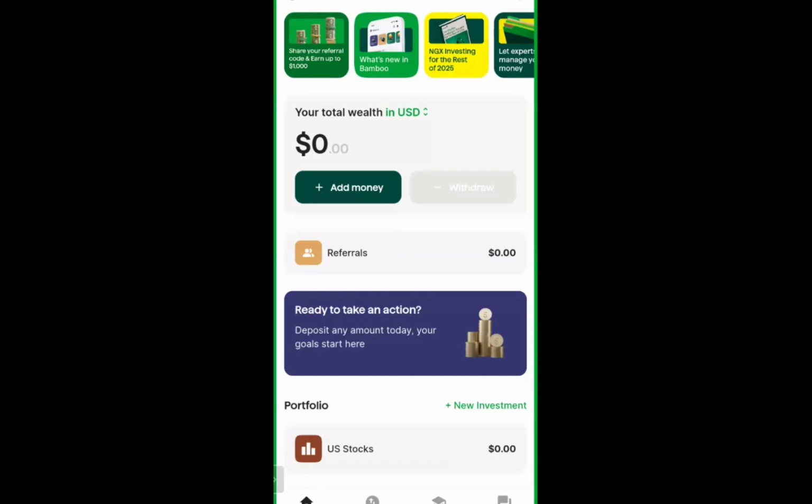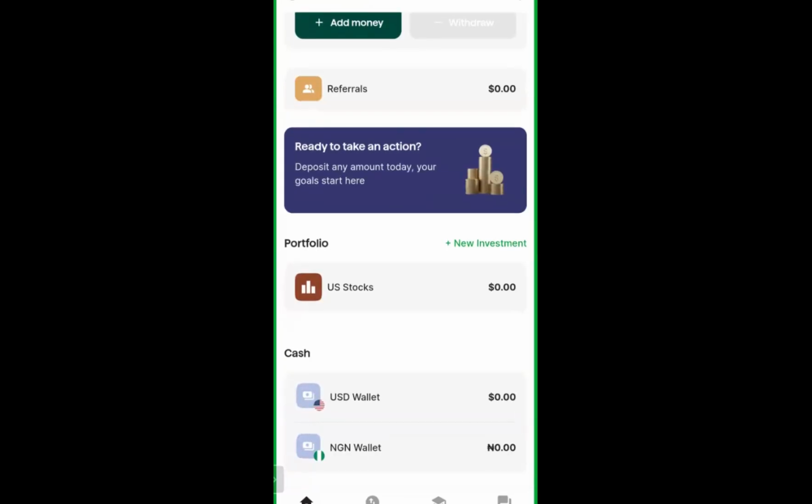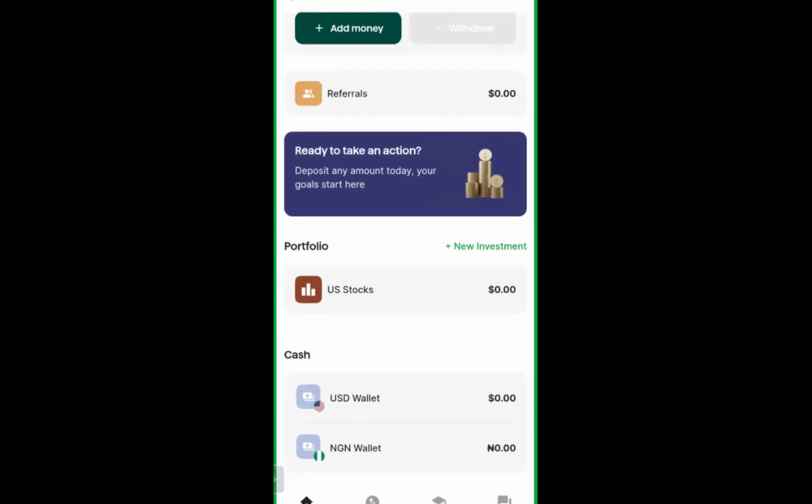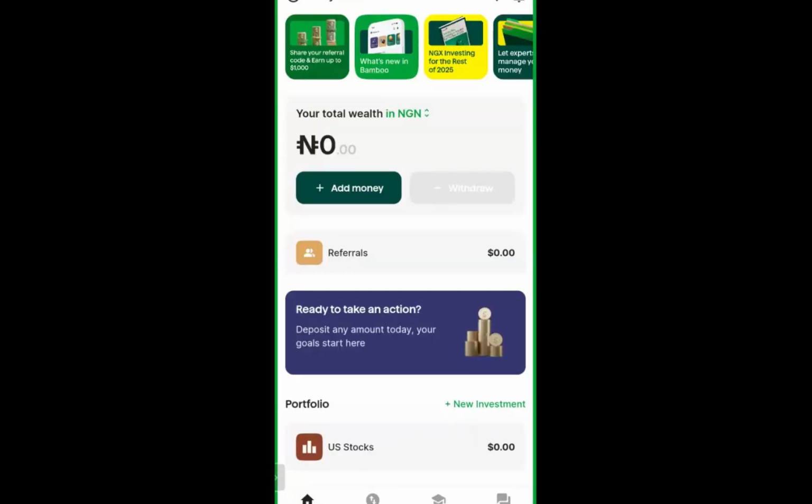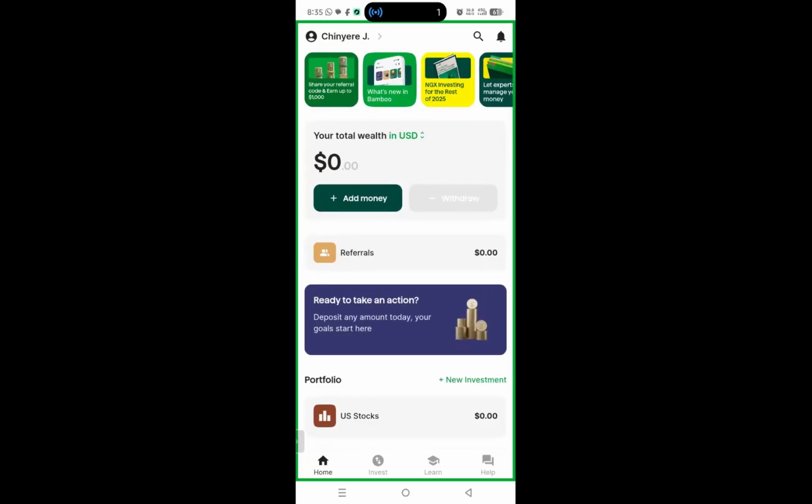So you can transfer from your Naira account into the Bamboo Naira account, and then from there you can still buy dollar-based stock. You can also still use the domiciliary account to send money into Bamboo and buy a Naira-based stock. So it has a Naira wallet and dollar wallet. So you see your total wealth in Naira, or you click in dollars, it switches. So that's for the homepage.